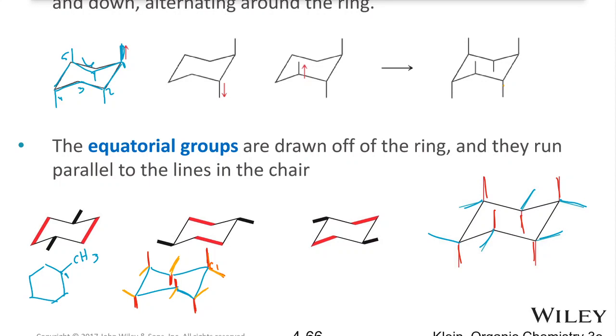Okay, so that's the way we draw it. And then if we had a methyl group on carbon 1, then I'm going to put that methyl group going axial up. Okay, then all the rest are going to be hydrogens.